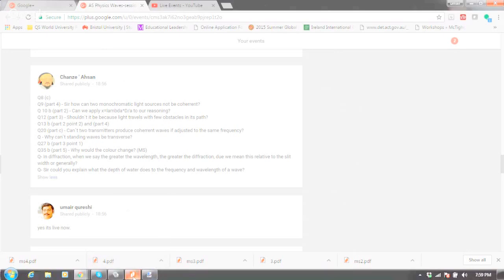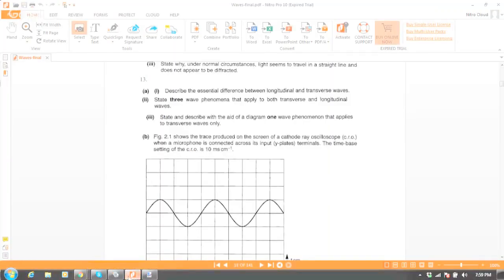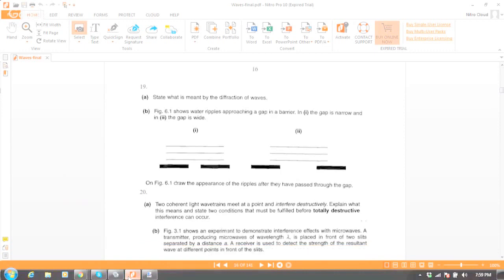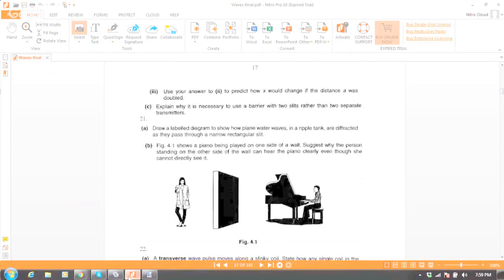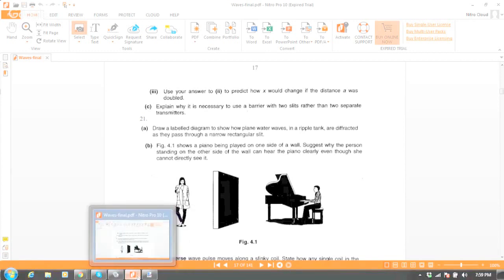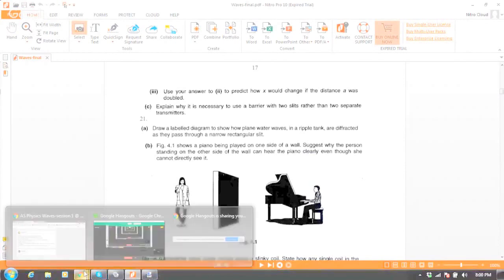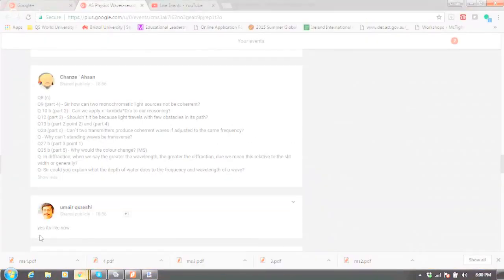Can two transmitters produce coherent waves if they exist at the same frequency? Question number 20, part C. Why is it necessary to use a barrier with two slits rather than two separate transmitters? Look, we did not do this for coherence. We gave a barrier before the two slits so that both sources are in phase. That was deliberately done to make the sources in phase. I'm talking about question number 20, part C. That is the answer to your question, Shanzu.